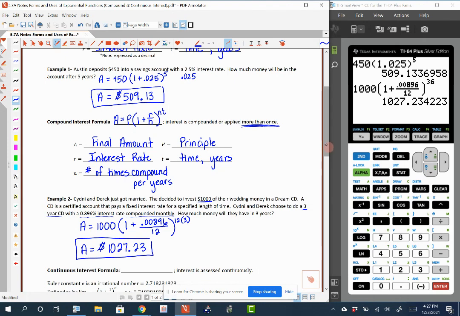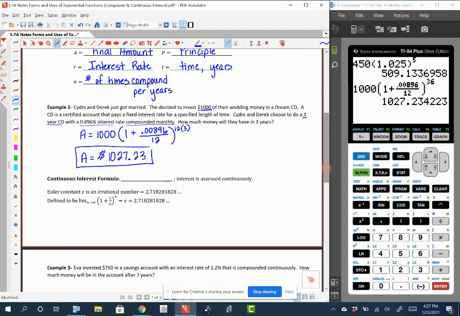So we've got simple interest, we've got compound interest, and now we have what's called continuous interest. So continuous interest, again, has a slightly different formula. Continuous interest is capital A, which is still going to stand for that final amount, but now we have capital P times E to the RT. And when we use this formula, it's because we're assessing continuously. So now I don't have interest that's just accrued every month or every year. It's continually accruing, which is a little bit of an interesting idea.